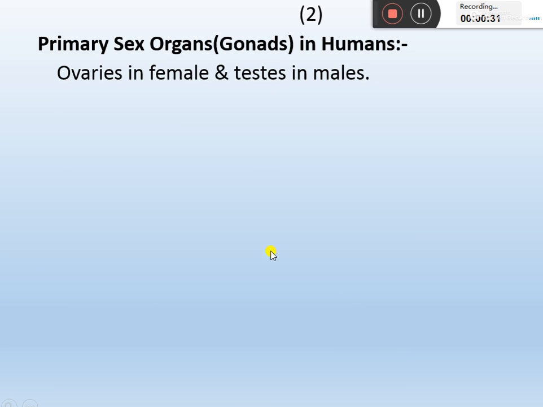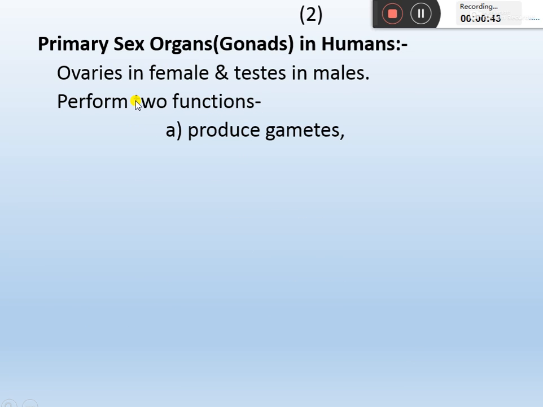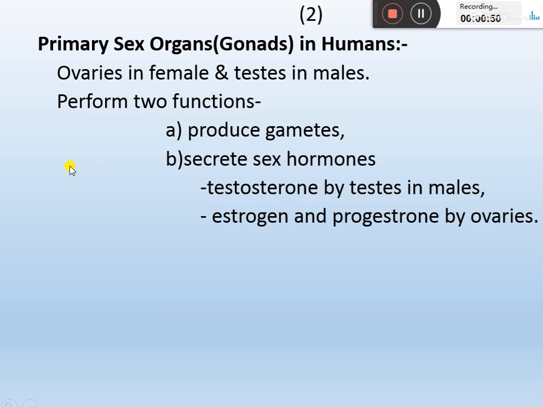Now, first of all, we'll discuss the primary sex organs or gonads in the human. These are the ovaries in the female and the testes in the male. These primary sex organs perform two main functions. One is they produce the gametes, and second is they secrete the sex hormones. Testosterone is secreted by the testes in males, while estrogen and progesterone are secreted in females by the ovaries.